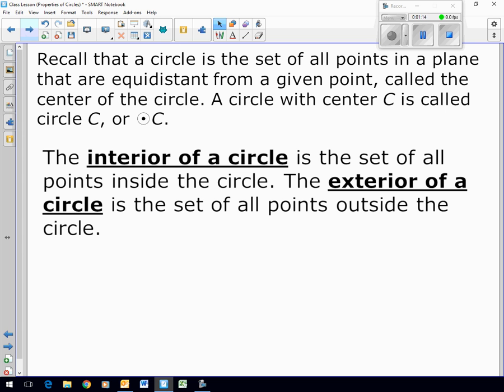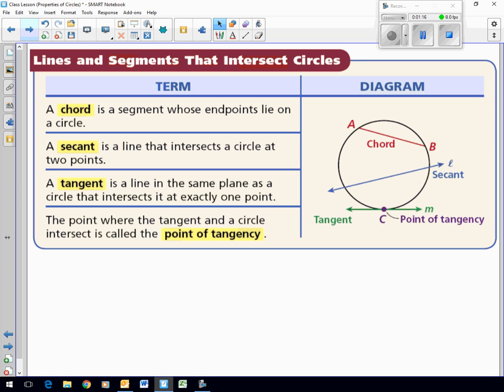But here's where the good part starts. You need to write down all of this. You need to know what a chord, a secant, a tangent, and point of tangency is. I want you to write down the entire thing up here. Take your time, write it down. So we got several different parts of the circle that we're going to need to talk about. Here are a few of them.